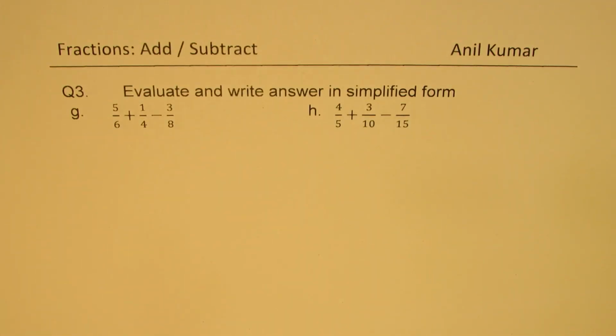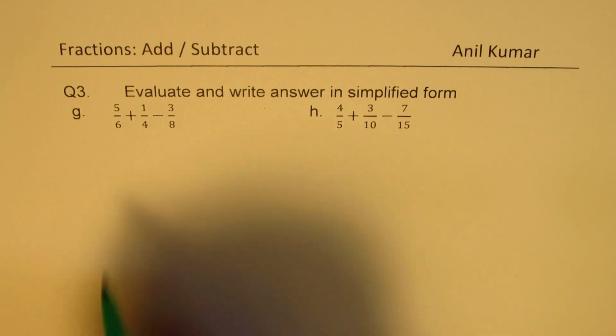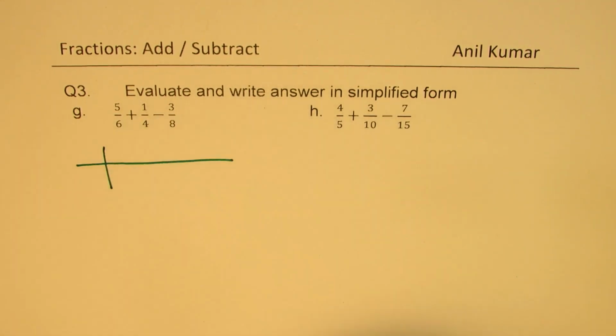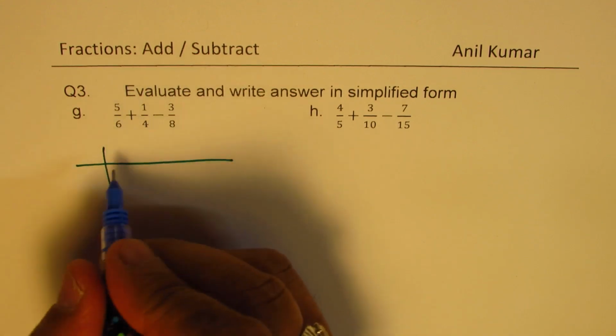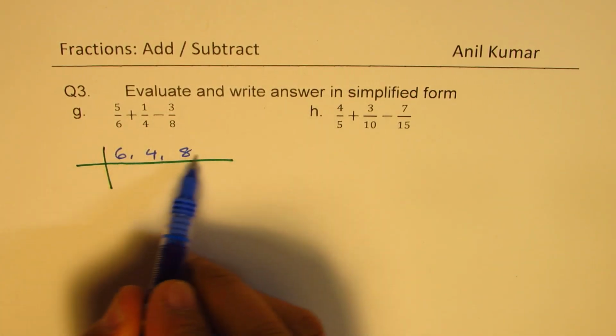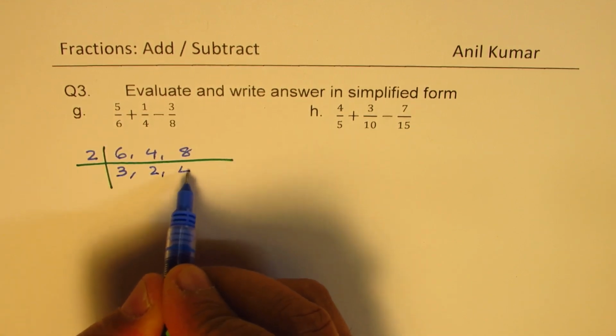Now here is doing addition and subtraction with 3 terms. So let's find the LCM first. So the LCM we need to find between the numbers 6, 4 and 8. We could divide them by 2, right? So dividing by 2 we get 3, 2 and 4.